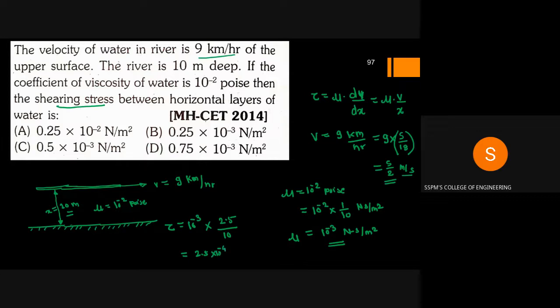Okay. So what is the correct option? There is no 10 to the power minus 4 option, so just shift this decimal place to the left side. So it is 0.25 into 10 to the power minus 3. And the unit of the stress is Newton per meter square. So the correct option is option B, which is 0.25 into 10 to the power minus 3 Newton per meter square. Okay. So to solve such type of problem on Newton's law of viscosity, you should know the equation of shear stress or the shear force. Then you should know the conversion of the viscosity.